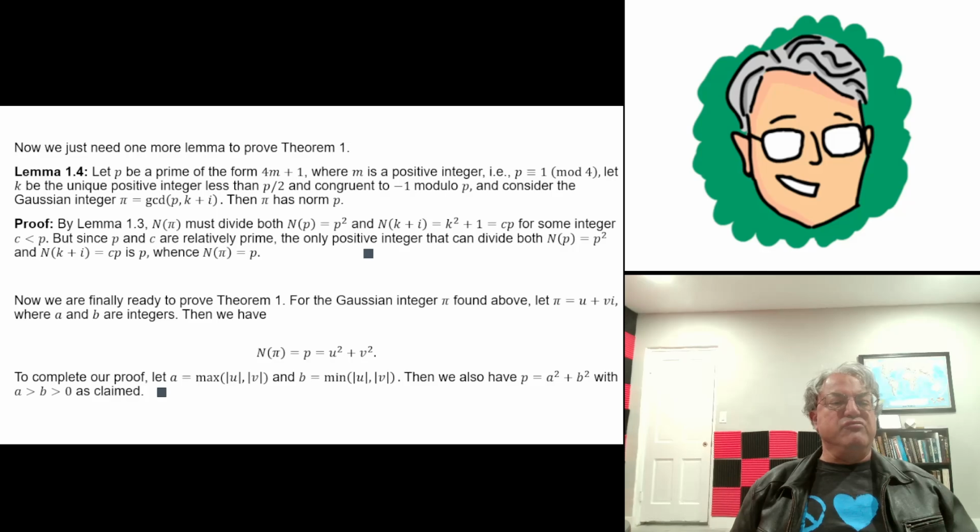And we know from the previous lemma, lemma 1.3, that the norm of pi has to divide both the norm of p and the norm of k plus i. That means it has to be equal to p, because p is the only positive integer that divides both of those. It is the GCD. So that proves the lemma, that the norm of pi is p. And it turns out that pi is also a Gaussian prime, but I'm not going to prove that today.